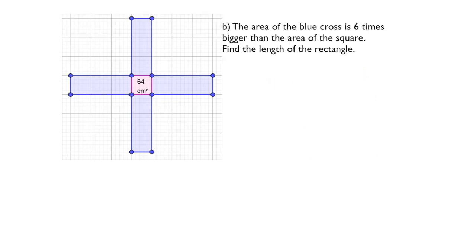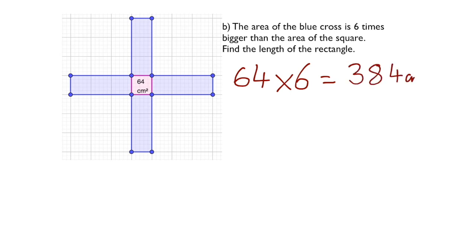Okay, part B. The area of the blue cross is 6 times bigger than the area of the square. Find the length of the rectangle. Okay, so the first thing that we need to do is to multiply 64 times 6. And that's going to give us the area of the 4 rectangles, the blue cross. So 6 times 64 equals 384 centimeters squared.